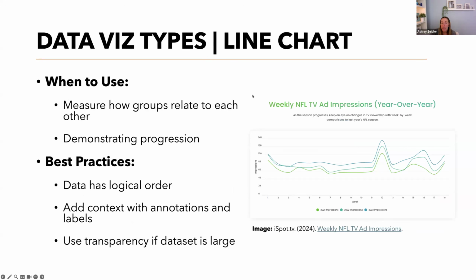So this type of chart is going to help you measure how different groups relate to each other. It can also be effective in demonstrating progression, making them suitable for scenarios like project timelines, production cycles, or population growth. Some best practices to consider for creating a line chart is to ensure that the data you're representing has a logical order. Add context through annotations and labels. And then if the data set is large, use transparency or spacing to improve visibility.